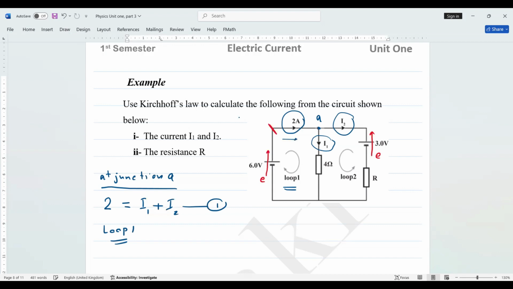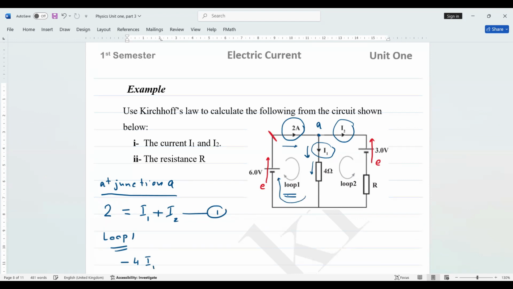Now we go in this direction. This is 2 ampere, nothing in that branch. Here the current is I1 and the resistor is 4. So it's negative 4 I1. And then we go in this direction. The direction of the loop is the same direction of electron flow. So 6 volt is positive. So plus 6 equals 0. Now we can get I1.